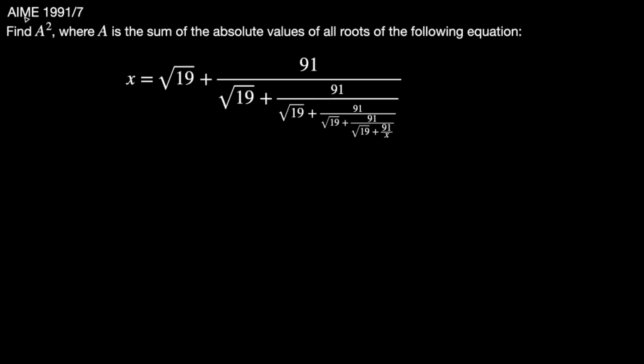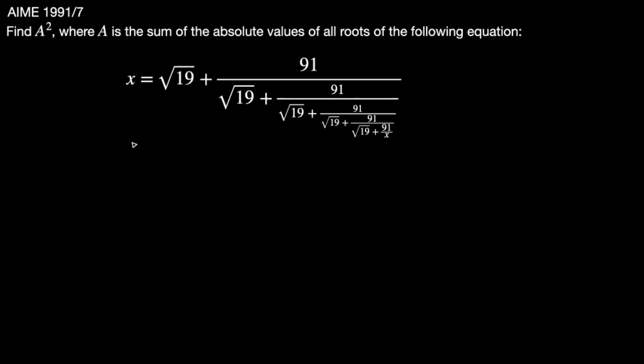So this is another problem from the AIME 1991 problem 7, and this definitely looks like a complicated expression. So we want to find a squared, where a is the sum of the absolute values of the roots of the following equation. So the key idea here is that there's a repeating pattern to this. So when there's a repeating pattern, usually you can substitute for that repeating pattern. So one thing that we notice is that the infinite version of this, where instead of x it just keeps going on and on and on, would be a solution to this equation.